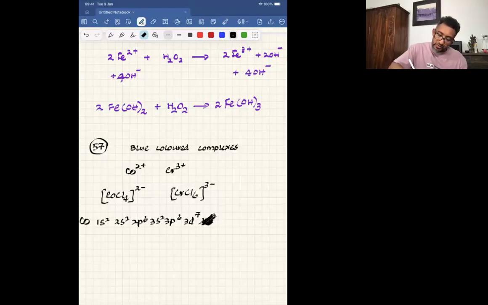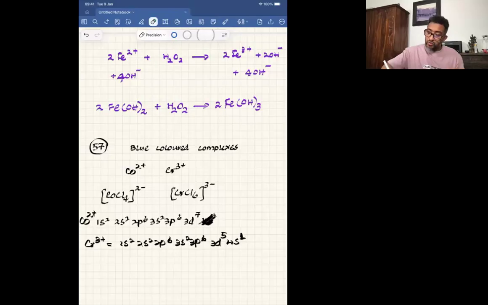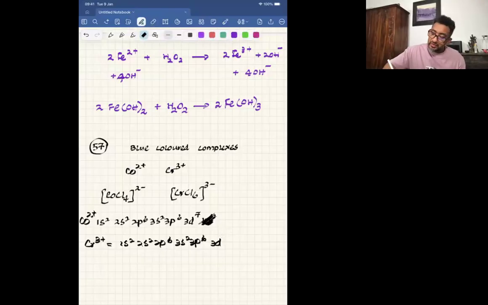This is cobalt plus 2. Chromium plus 3, what is that? 1s2, 2s2, 2p6, 3s2, 3p6, 4s2, 3d5, 4s1, right? So out of that also, if you look at chromium plus 3, you need to remove one of those electrons and this will be 3d3. Agree with that?